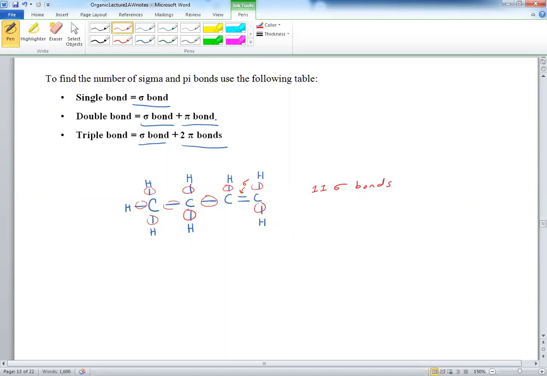And what about the pi bonds? Well, there's a pi bond only when you have a double or triple bond. So do we have a double bond? Yes, we do. So that's a double bond, and the double bond has only one pi bond. So in this case, we only have one pi bond.